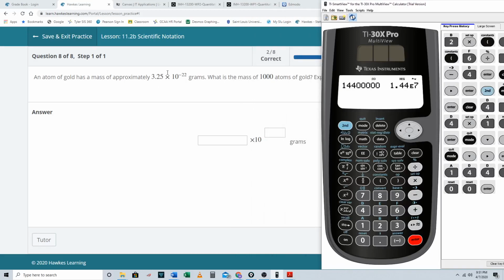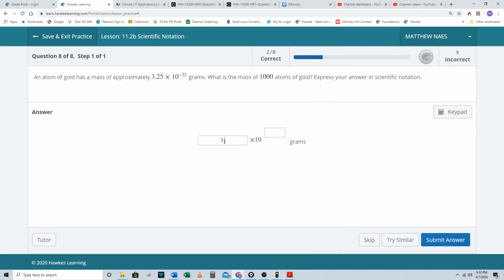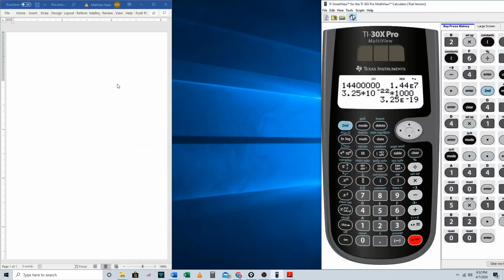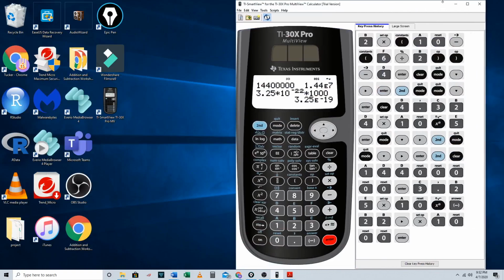We type this in scientific notation: 3.25 times 10, press the x with the box button, negative 22. Make sure you use the negative button, not the minus button. Press the right arrow to get out of the exponent, and we're multiplying it by 1,000, so times 1,000. We press enter, and there's the scientific notation, 3.25 times 10 to the negative 19. That should cover anything you need for the scientific notation section of your homework.